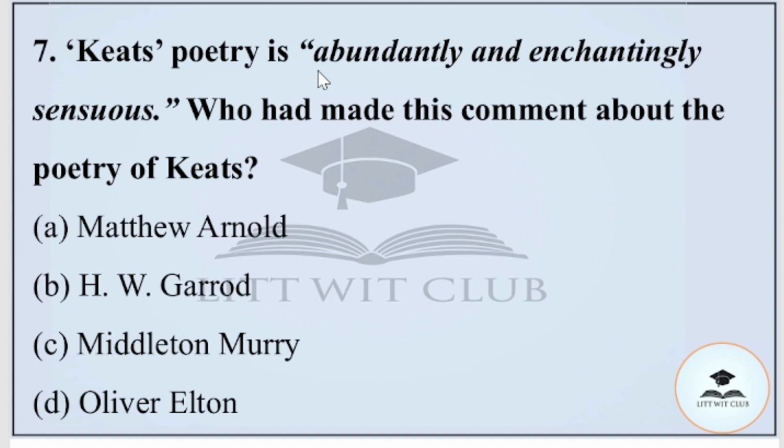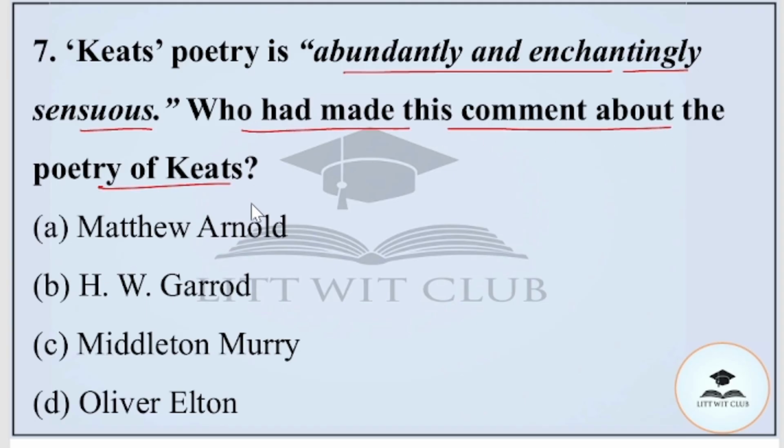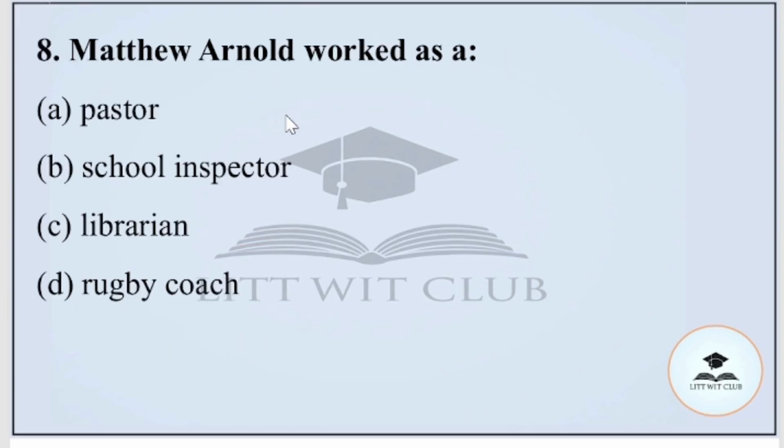Question number 7. Keats' poetry is evidently and enchantingly sensuous. Who had made this comment about the poetry of Keats? Options are Matthew Arnold, H.W. Garrett, Middleton Murray, or Oliver Elton. And the correct answer is Matthew Arnold. Question number 8. Matthew Arnold worked as a pastor, a school inspector, librarian, or rugby coach. And the correct answer is the school inspector.